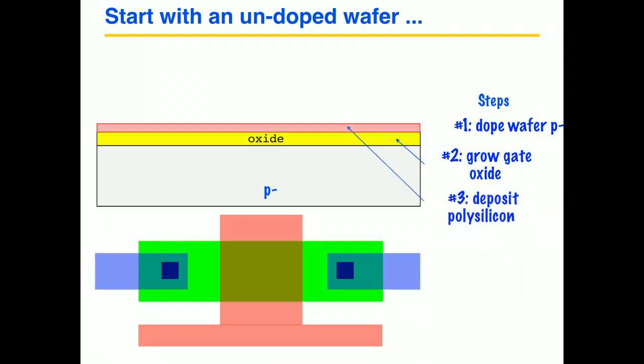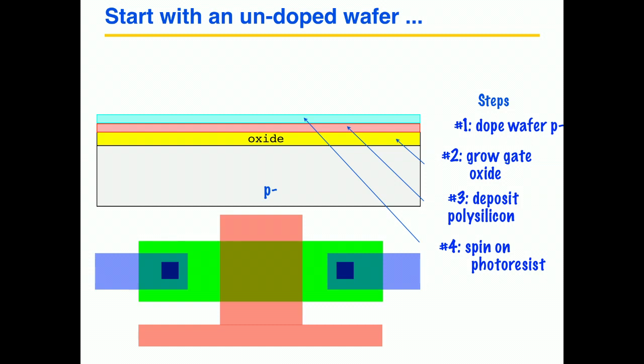deposit polysilicon on top. This is typically done, or used to be done, with vapor deposition. There's a cloud of polysilicon, and it gets deposited through a condensation process onto the surface. So we have that layer. And then there's a so-called photoresist material. This gets spun on. It's a liquid, like a resin material. It gets put on the surface of the wafer, and then it's spun around so it spreads out very evenly. And then that hardens. It dries.